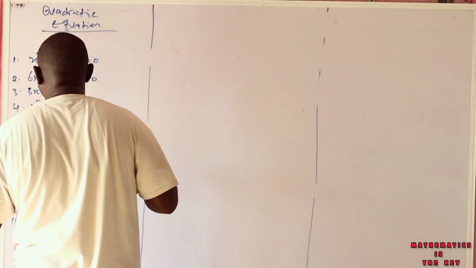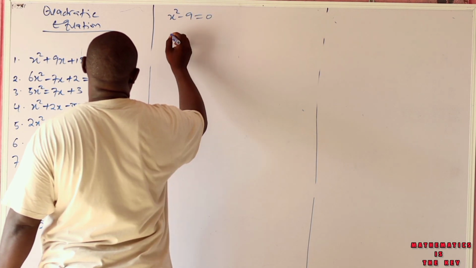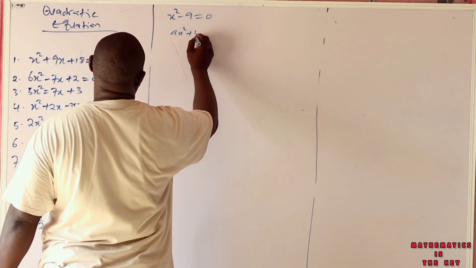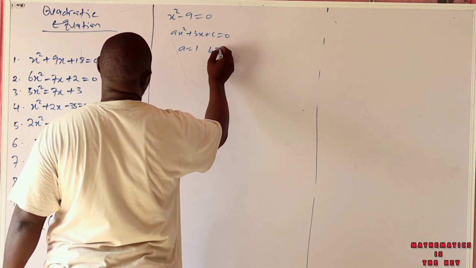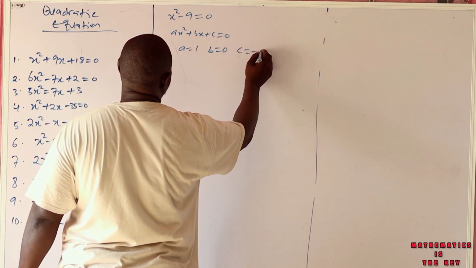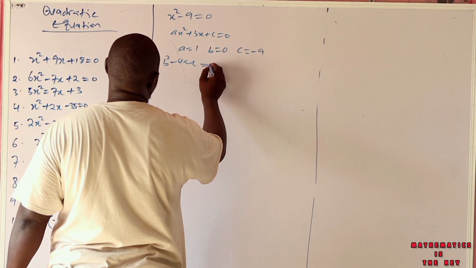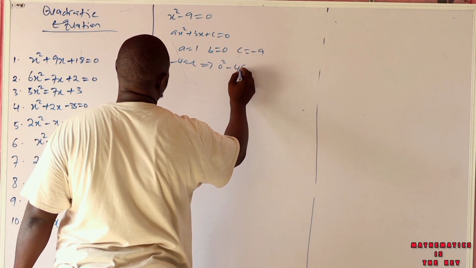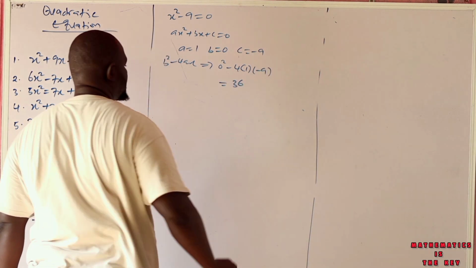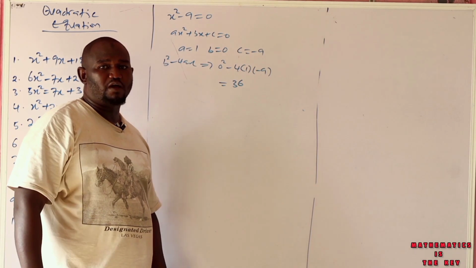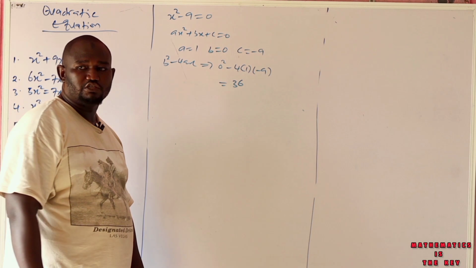So in this example, we have x squared minus 9 is equal to 0. Compare with ax squared plus bx plus c is equal to 0. We'll have a is equal to 1, b is equal to 0, and c is equal to minus 9. b squared minus 4ac implies 0 squared minus 4 into bracket 1 into bracket minus 9, and this will give us 36. 36 is a perfect square of 6. Then the question can be solved using the factorization method.